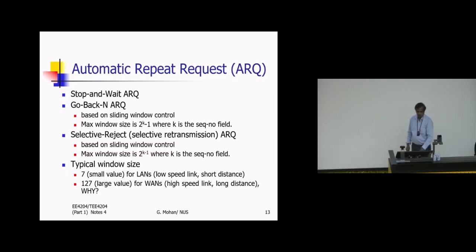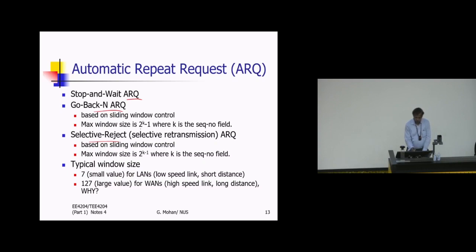So we look at two approaches again: stop and wait ARQ, then sliding window based ARQ. For the sliding window based ARQ, there are two we are going to look at. One is go back N, then selective reject. There's a difference between go back N and selective reject, and both are based on sliding window.